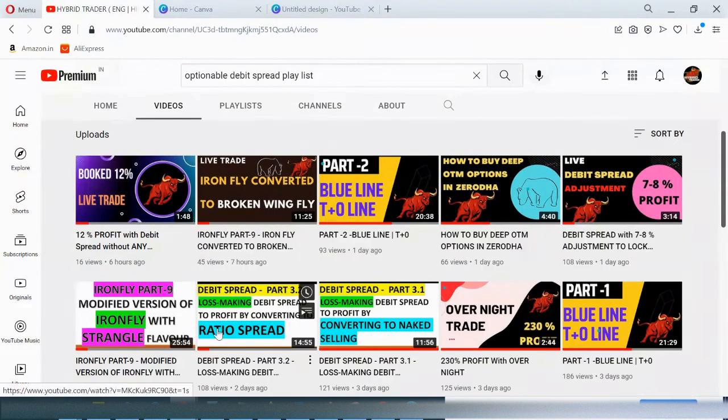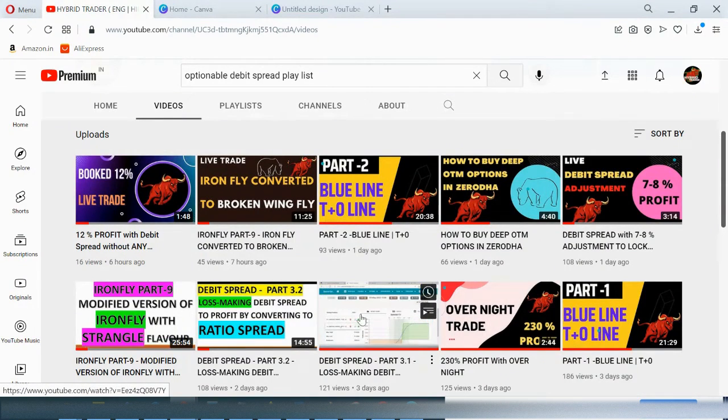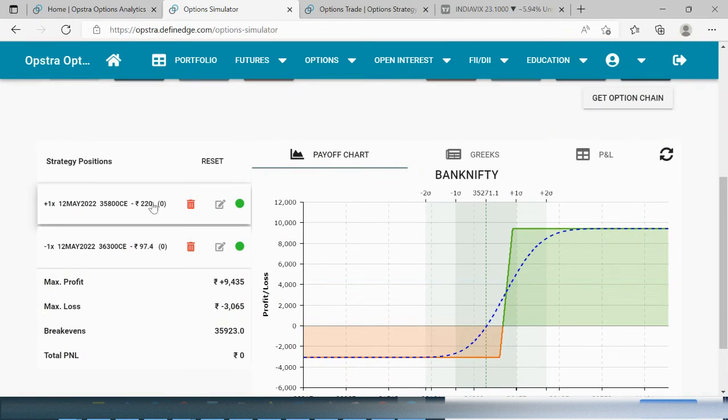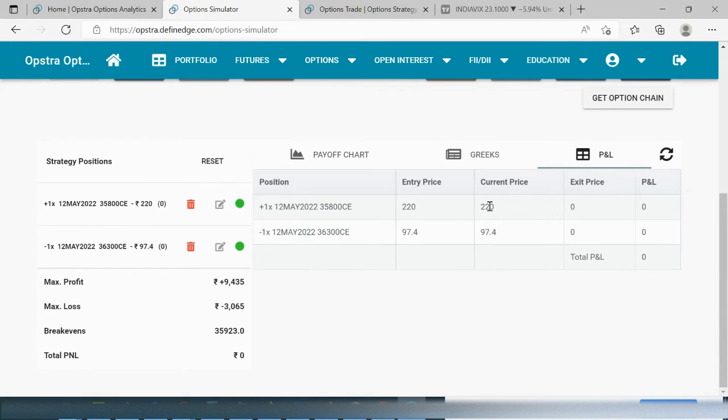I'll be taking the same example, so I'll not repeat. You have to watch these two videos. The same trade I've deployed. We have given 220 premium, and we have received around 100. So net we are at 120 debit. We do the adjustments whenever this buy leg becomes close to 120, because if it becomes 120, that means the trade is going against our view, because we have deployed with a bullish view.